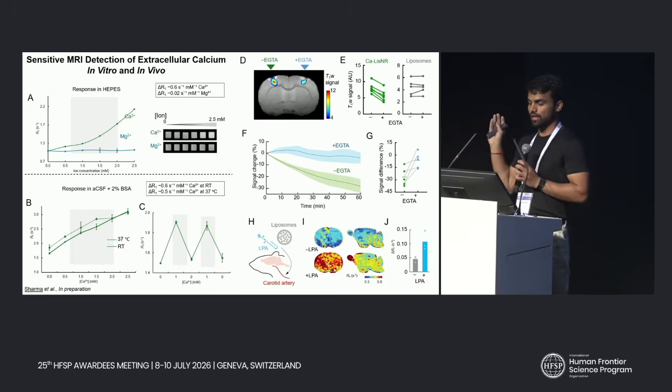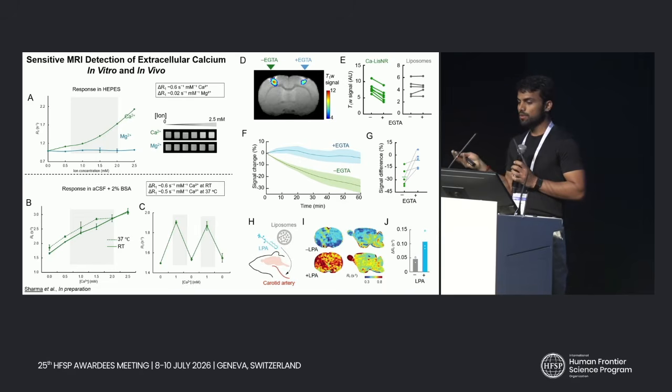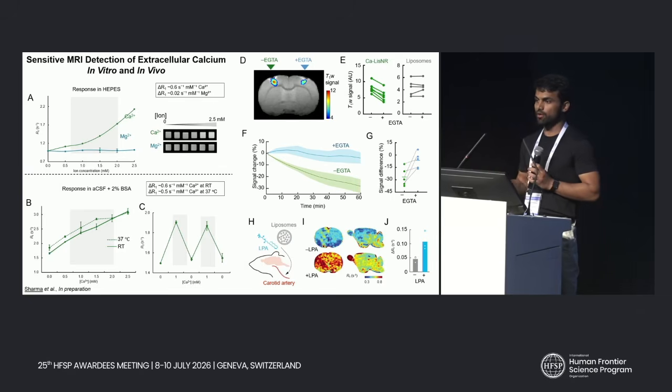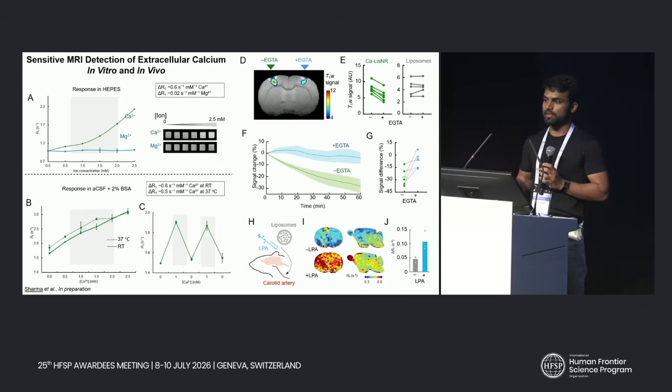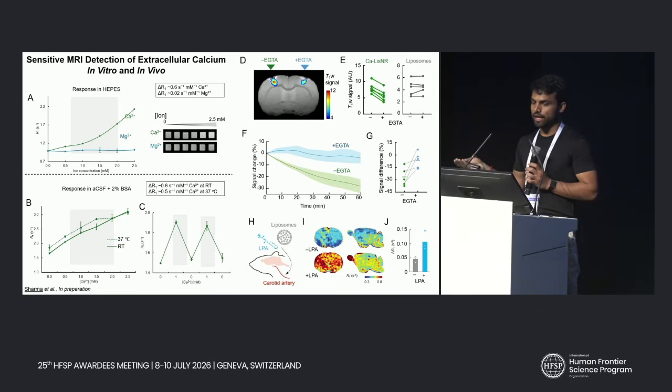In green you can see Cas LisNR, and the liposomes on the other side are a control which has no sensitivity to calcium. The most interesting part here was on the EGTA side. EGTA is a small molecule, so when you monitor this site over a long period of time, the calcium response, the sensor, actually activates again over time. This was also observed across the animals.